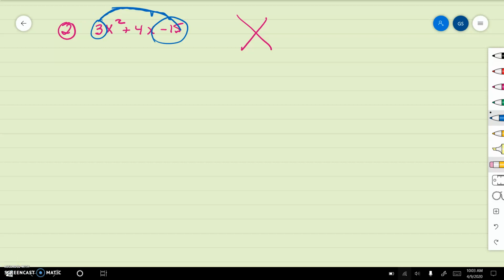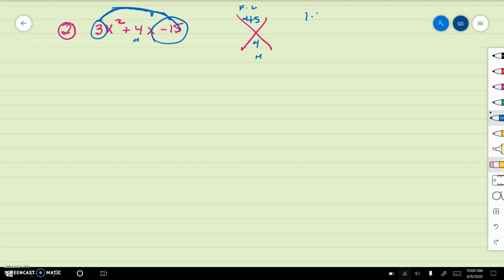So 3 times negative 15 is going to go in the top here. This is first times last. 3 times negative 15 is negative 45. In the bottom, we're just going to put the 4 like we always had. This is the middle. Middle goes in the bottom. We're looking for two numbers that multiply to be negative 45 now, but add to be a 4.